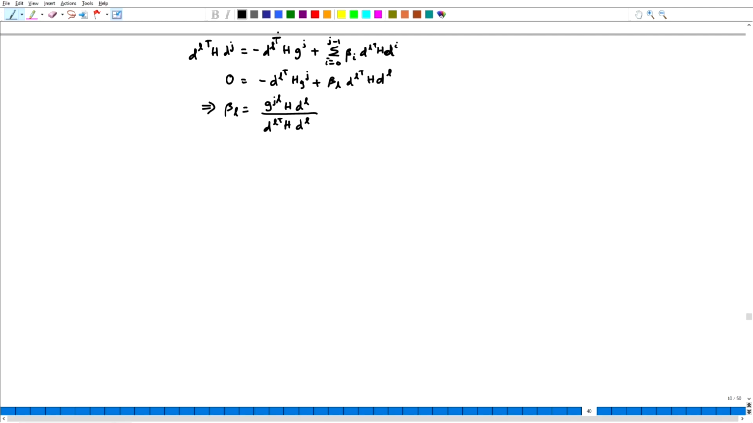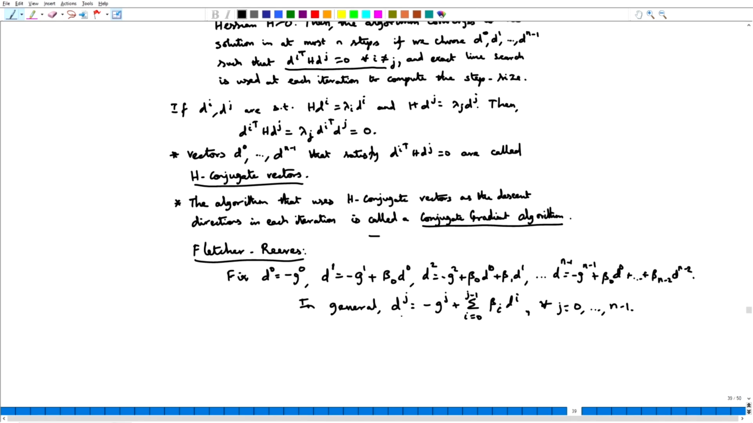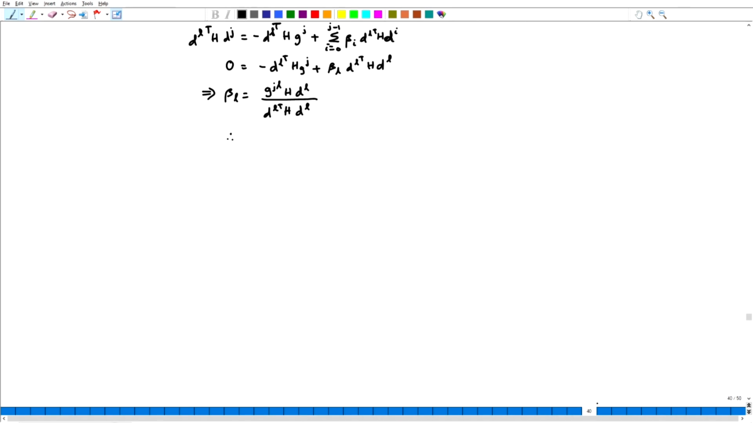Yeah, so that is the value of beta L, right. So, therefore, from what you have here, you have d j equal to minus g j plus summation beta I d I, right. So, you have d j equals minus g j plus summation I equal to 0 to j minus 1 of g j transpose H d I by d I transpose H d I, times d I.